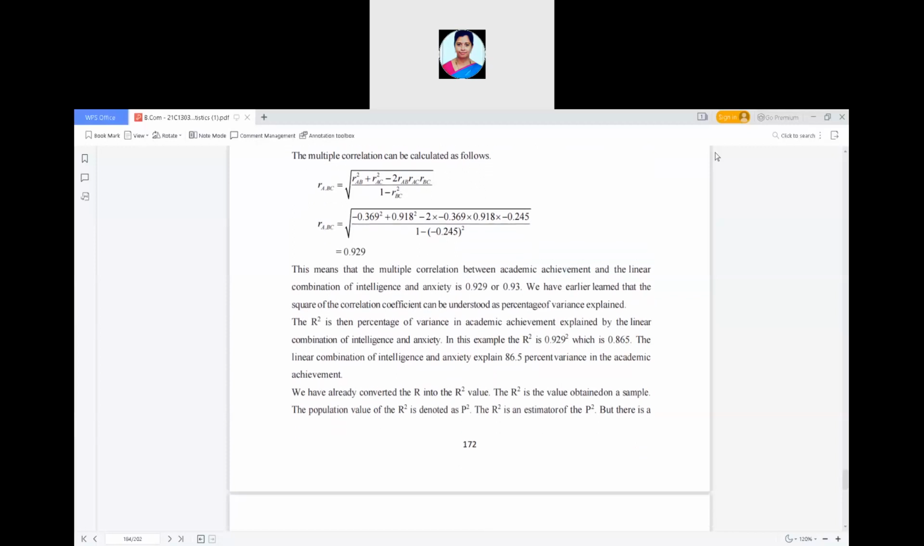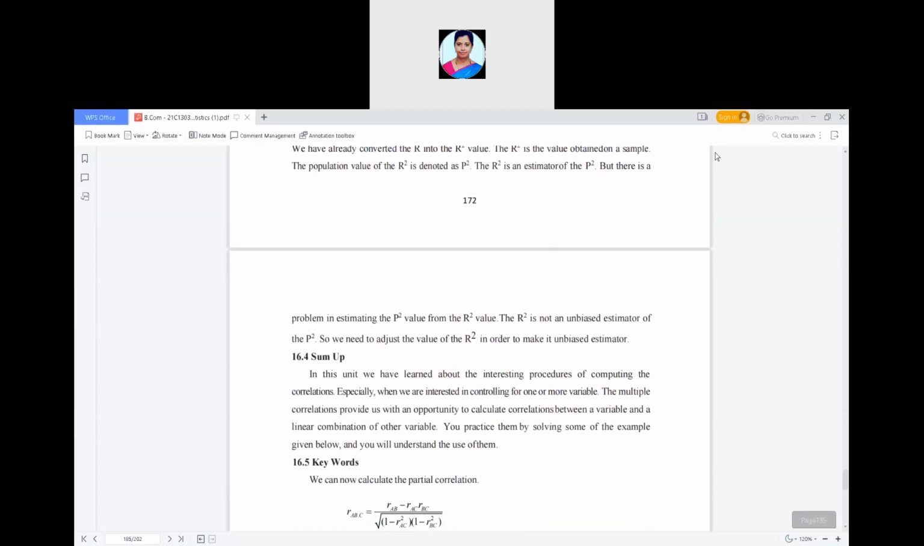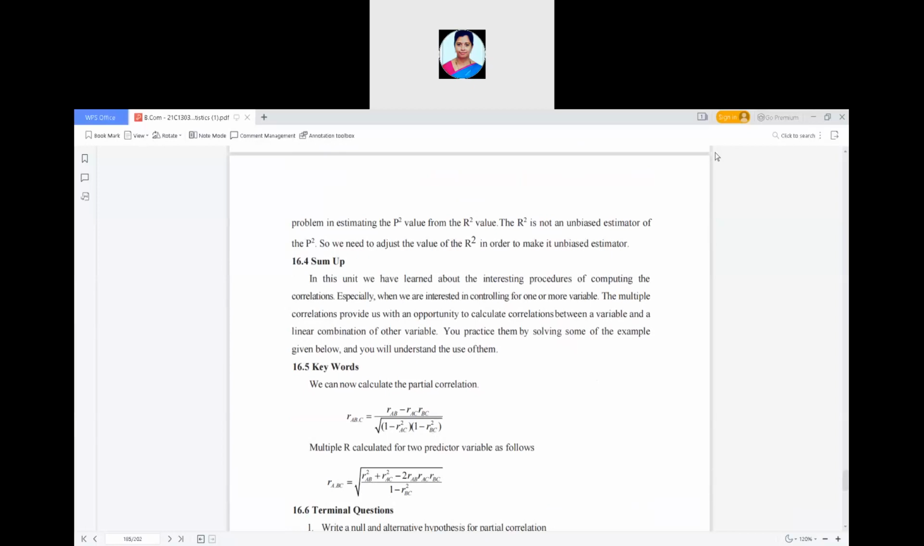So we have already converted R into R square. R square is the value obtained on the sample, and the population value of R square is denoted by P square. R square is the estimator of P square, but there is a problem in estimating the P square value from R square. R square is not an unbiased estimator of P square, so we need to adjust the value of R square in order to make it an unbiased estimator.